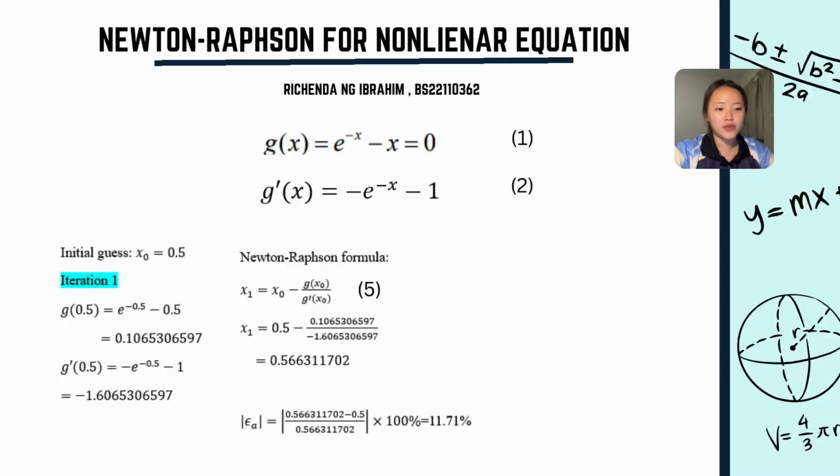Next, we apply the Newton-Raphson method to the nonlinear equation, which is equation 1, and then we find the derivative of equation 1, and we get equation 2. For iteration 1, we set the initial guess of 0.5 and substitute it into equation 1 and also equation 2. Then we apply the Newton-Raphson formula using equation 5 to find the answer and calculate the relative error.